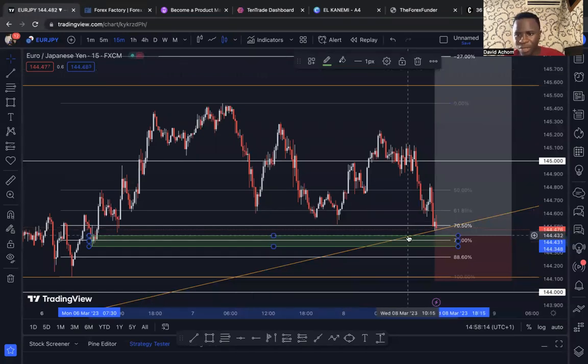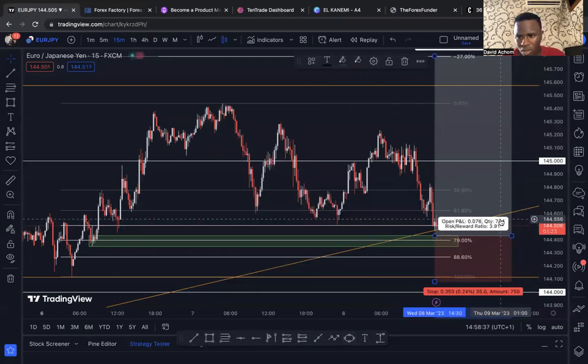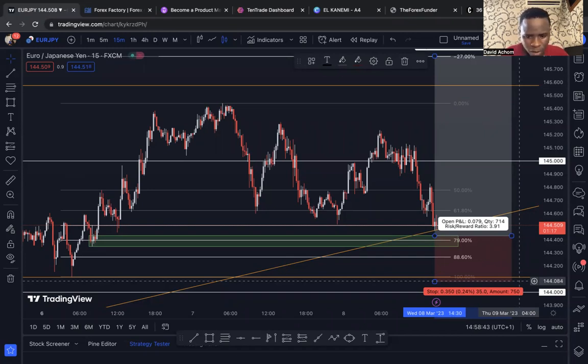So our entry for Euro JPY is 144.430. Stop loss is 144.080. Take profit is 145.800. Euro JPY buy, entry 144.430, stop loss 144.080, that's 35 pips.